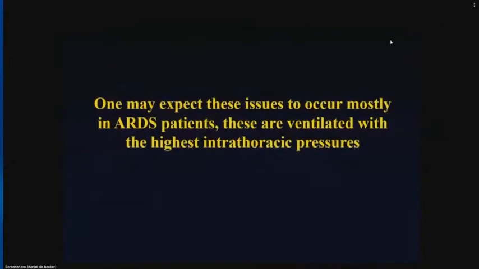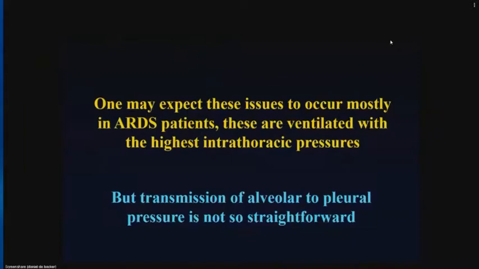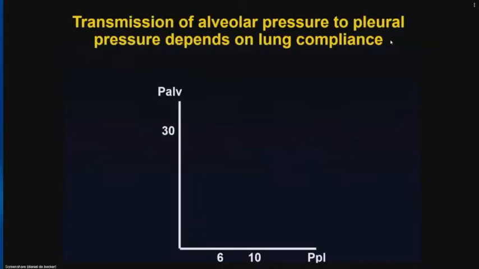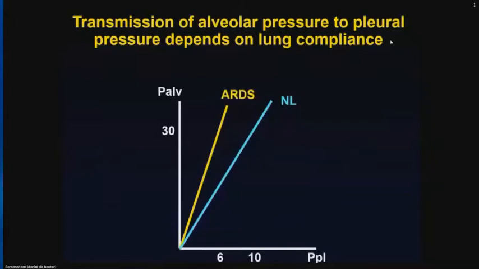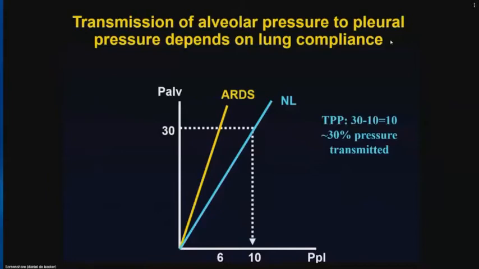One may expect these issues to be really occurring mostly in patients with RDS, because these are ventilated with the highest intrathoracic pressures. Nevertheless, one of the factors that may play a role in these conditions is the fact that the transmission of alveolar to pleural pressure is not really straightforward. Indeed, the transmission depends on the lung compliance. And basically, compared to normal, the compliance is, of course, altered in patients with RDS. And hence, for a given alveolar pressure, the amount transmitted to the pleural pressure will be somewhat lower in RDS compared to normal conditions.